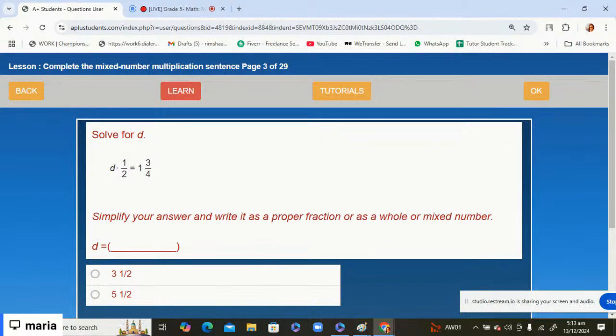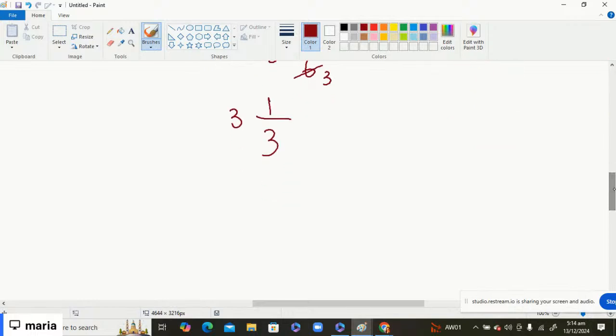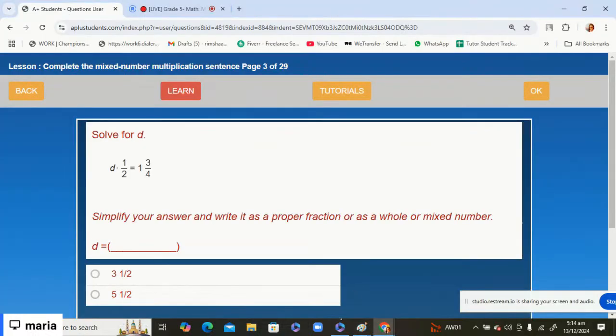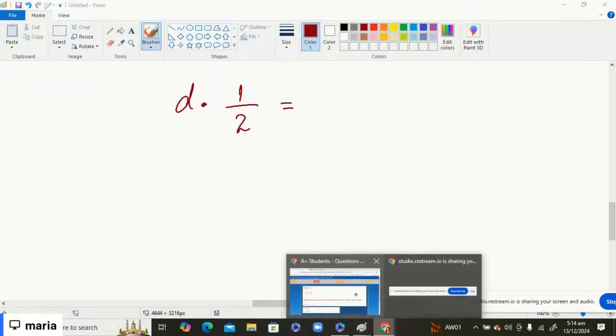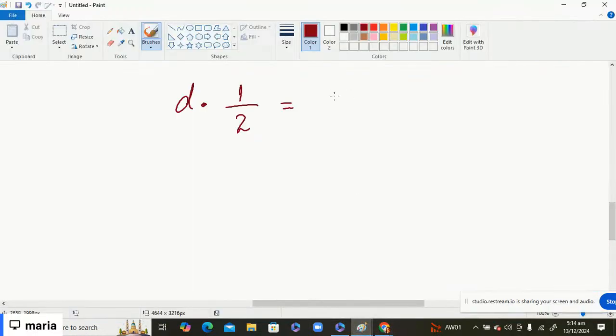Let's solve it. Now let's solve it together. Okay. D dot 1 by 2, that is equal to 1 into 3 by 4. Okay. So D dot 1 by 2 as it is here, 1 into 3 by 4 is 7 by 4.